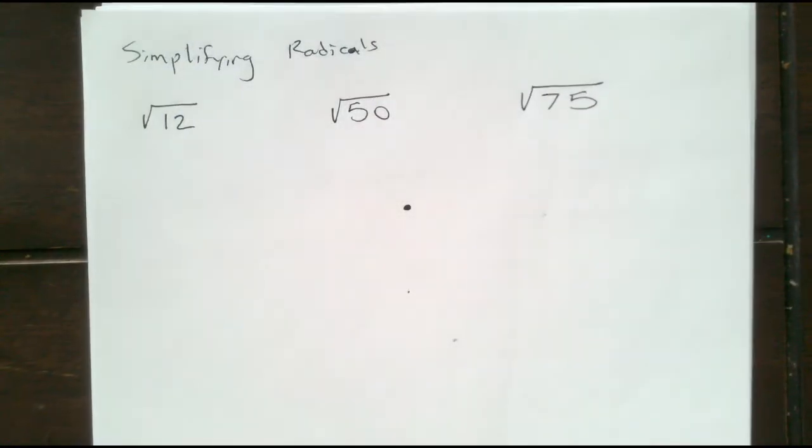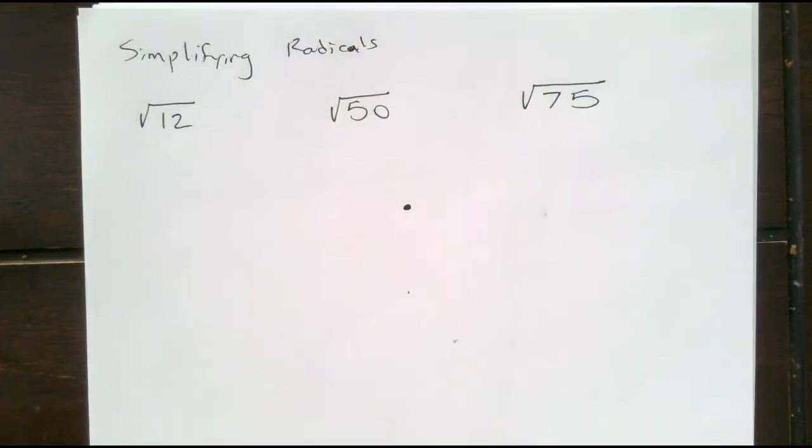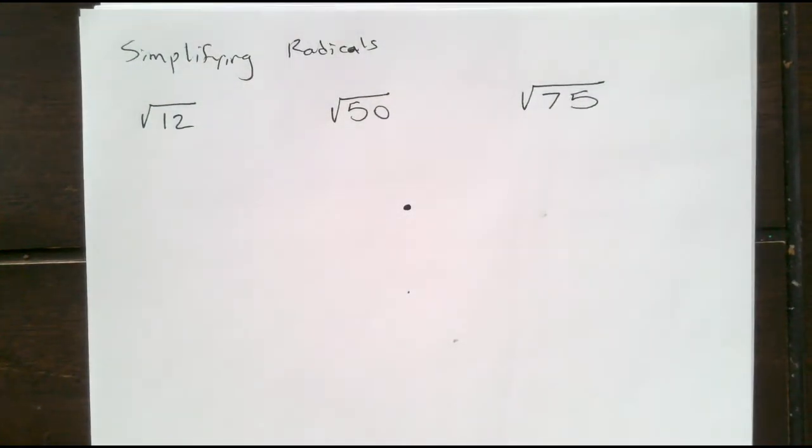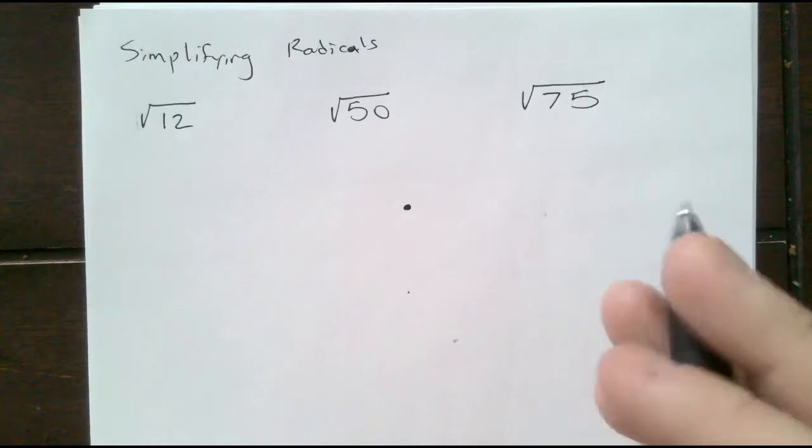Alright, Math 1 Honors class. Today we're going to be learning how to simplify radicals. Here's an example of a radical. From now on, anytime you hear me say the word radical, this is what we're talking about. These square roots, cubed roots, things like that. They're called radicals.